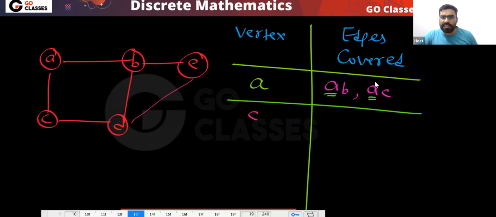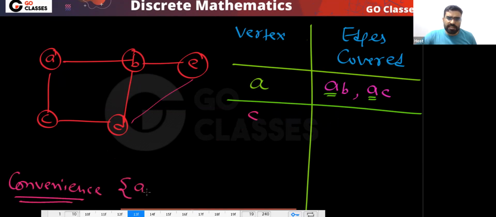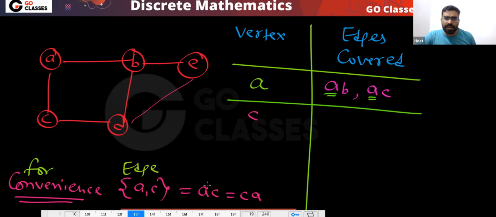Remember, AC and CA are the same. This is just for convenience. This edge A, C, we will write as AC, and this is the same as CA. They are basically the same. This is the writing convenience. AC, CA, both are the same.